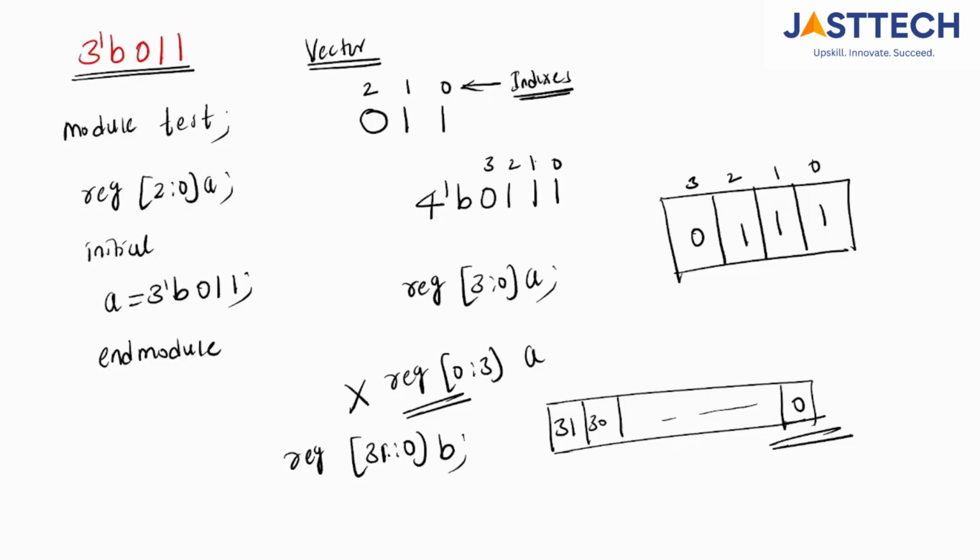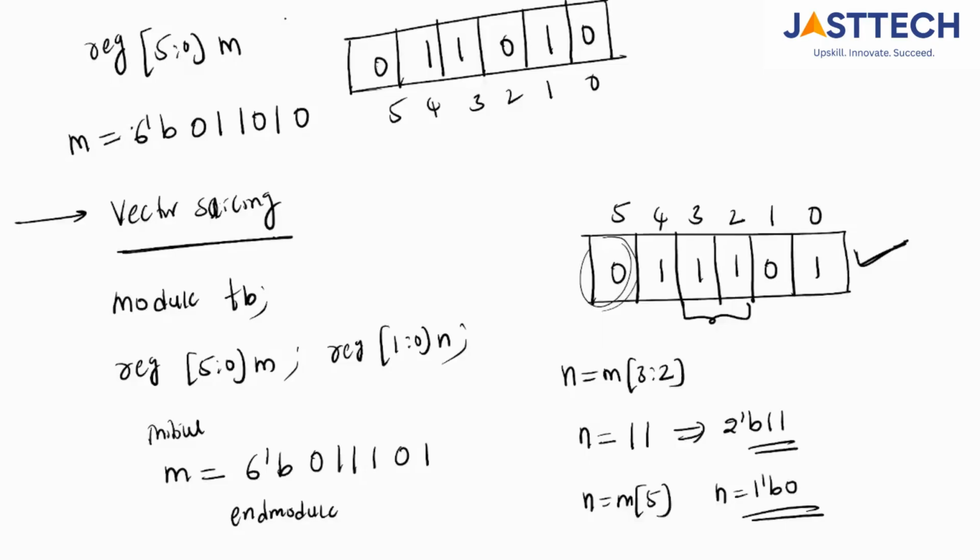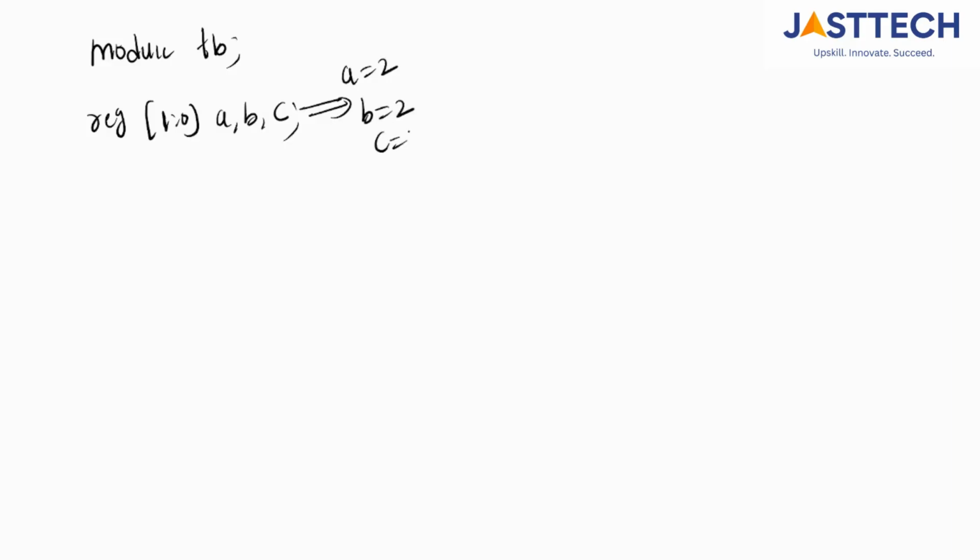Next, let us take, suppose, module TB, reg 1 down to 0 A, comma B, comma C. So what is the width? A is 2 bits, B is 2 bits, and C is also 2 bits. It will assign all as 2 bits only.